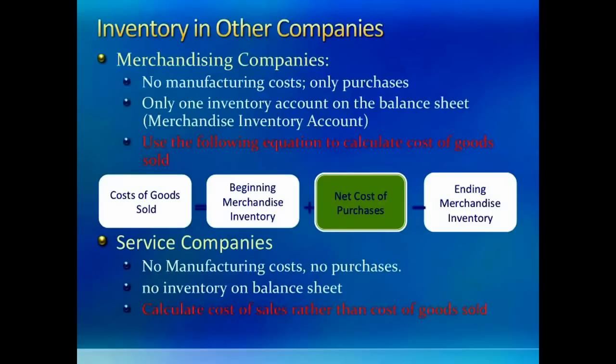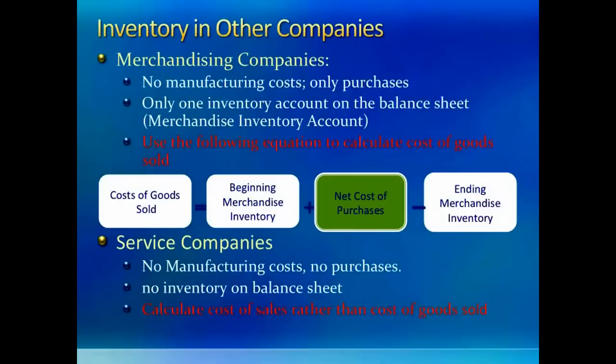When you need to calculate the cost of goods sold for a merchandising company, you can take their beginning merchandise inventory, which is the same thing as finished goods inventory, add all the purchases they have made, and subtract ending inventory out of it to get the cost of goods sold.